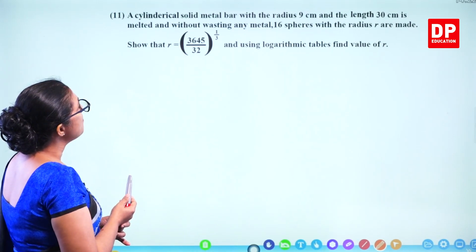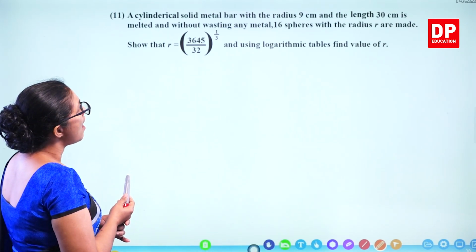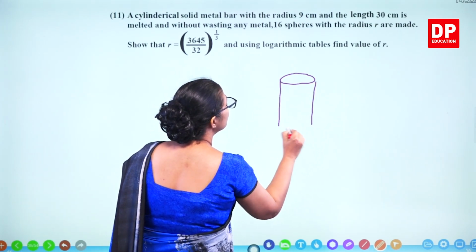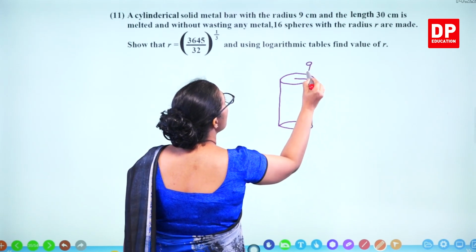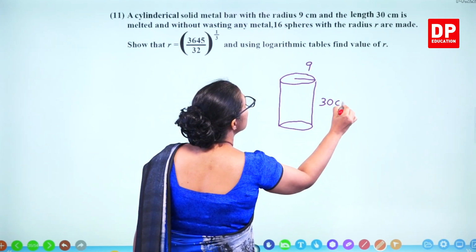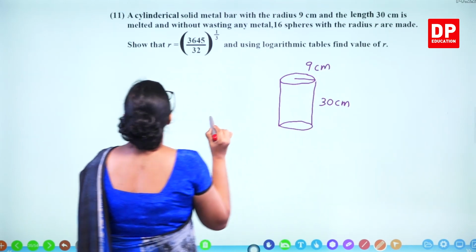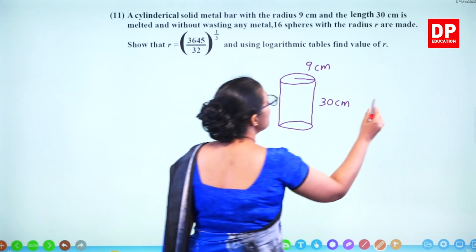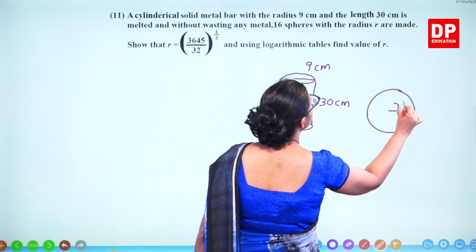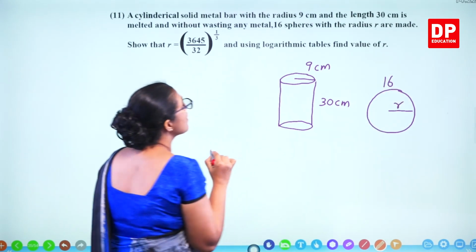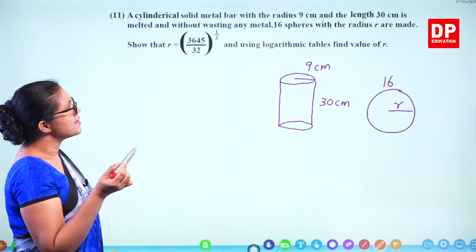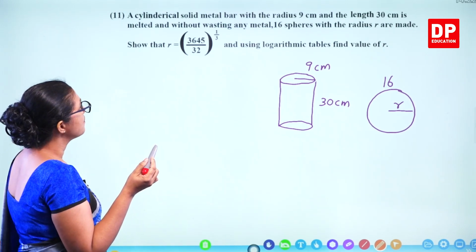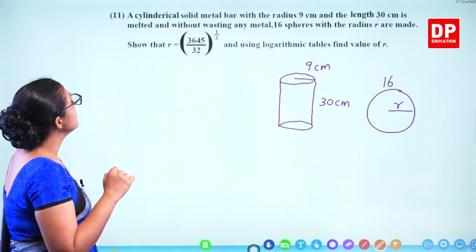A cylindrical solid metal bar with radius 9 and length 30 is melted and, without wasting any metal, 16 spheres with radius R are made. Show that R equals this. Then you have to use the logarithmic tables and find out R. So we'll see how we can do this.